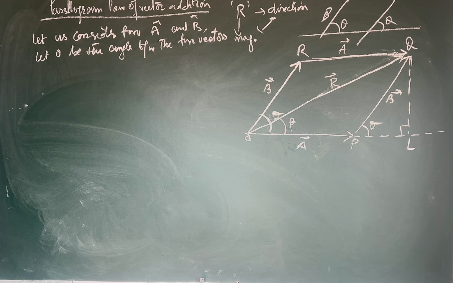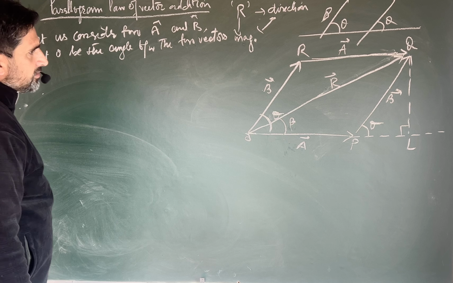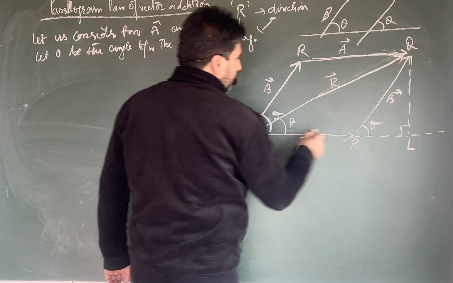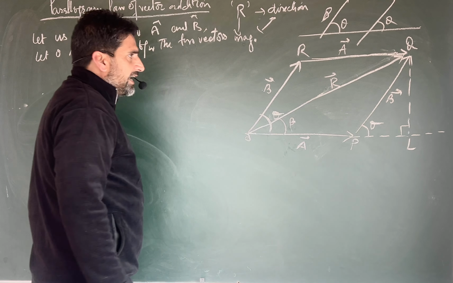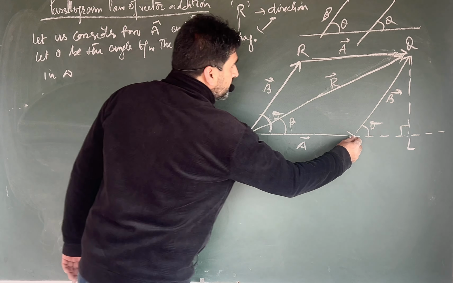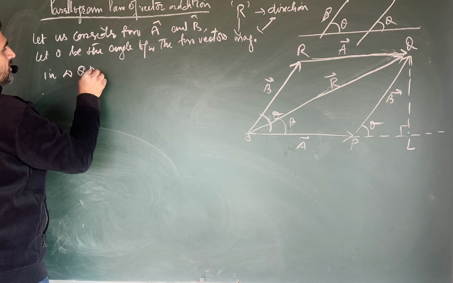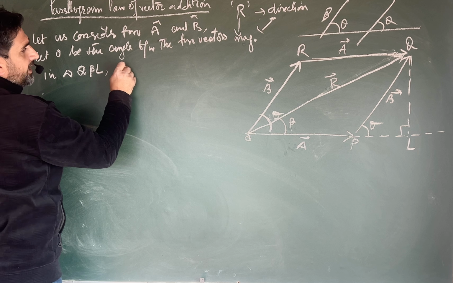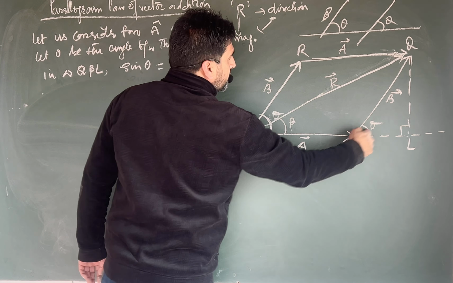So to find out the R, the magnitude part, I will use this right angle triangle OQL. Before that, let me calculate this using sine and cos. In triangle PLQ, or QPL, sine theta will be equal to perpendicular, that's QL, upon hypotenuse, that is PQ.